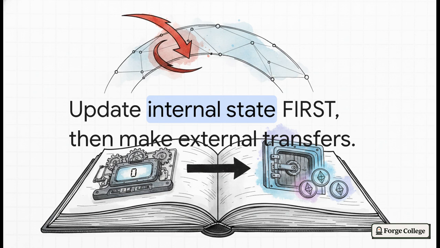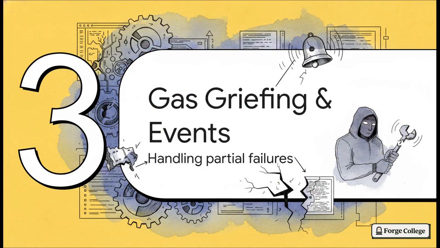You literally must deduct the user's balance in your contract's memory first. Once the ledger reflects a zero balance, then you hand over the cash. If a reentrancy attack tries to loop back around, the contract checks the balance, sees zero, and rightfully rejects the request. Boom, thwarted. Okay, Section 3, gas griefing and events.